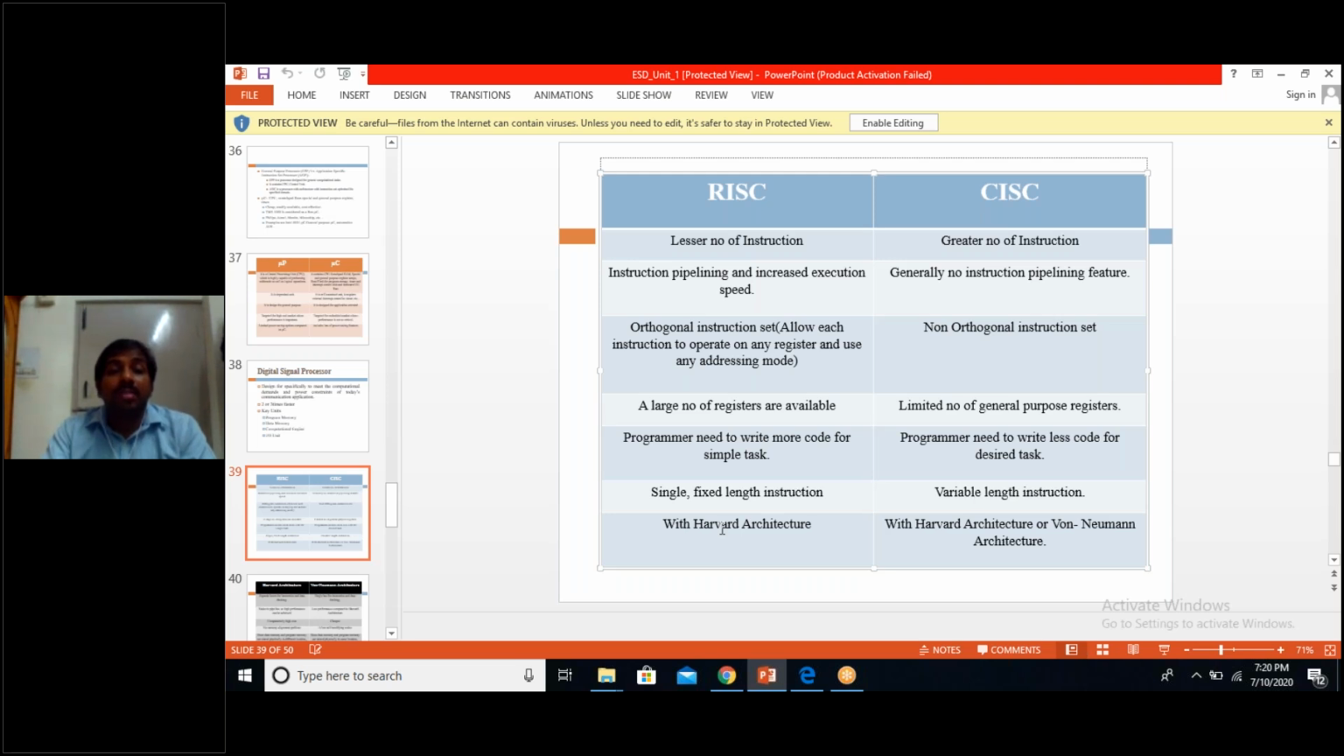Here it is a Harvard architecture, which means we are having a separate bus for program memory and data memory. Whereas the CISC architecture can follow Harvard or von Neumann, depending upon the processor design. The CISC architecture can utilize either Harvard architecture or von Neumann architecture.